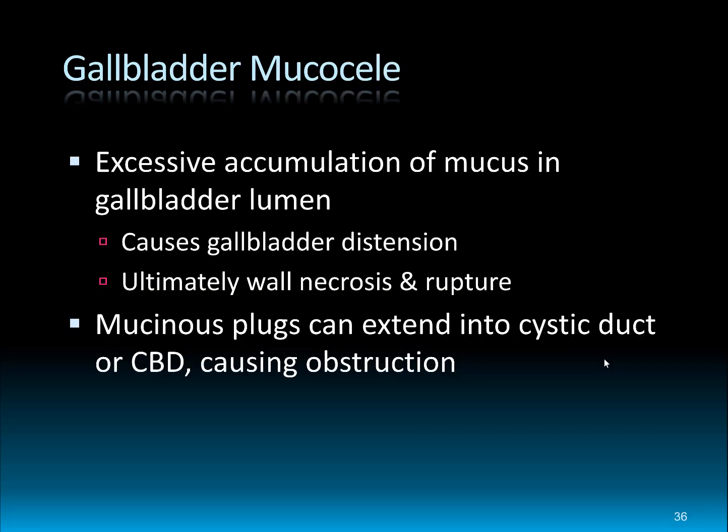One thing that is very important to identify is a gallbladder mucocele, and that's an excessive accumulation of mucus in the lumen of the gallbladder. It becomes inspissated or immobile, and that will cause problems. It will result initially in gallbladder distension and ultimately can cause necrosis and rupture of the wall. And it can cause obstruction via growth or extension of that plug into the cystic duct and common bile duct as well, and generally does at least cause a degree of obstruction.